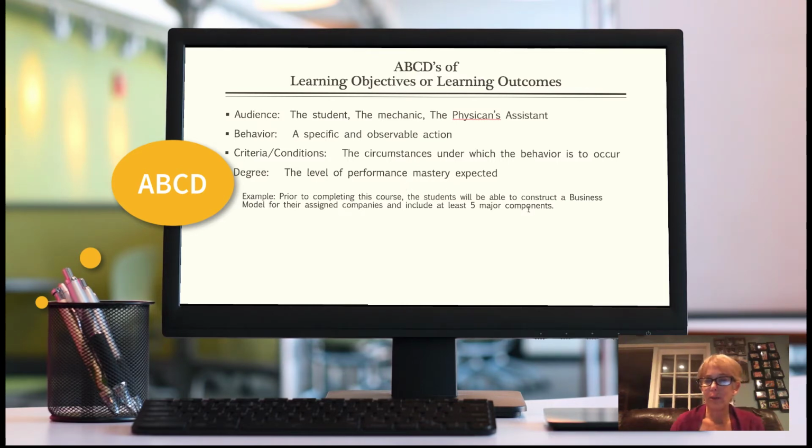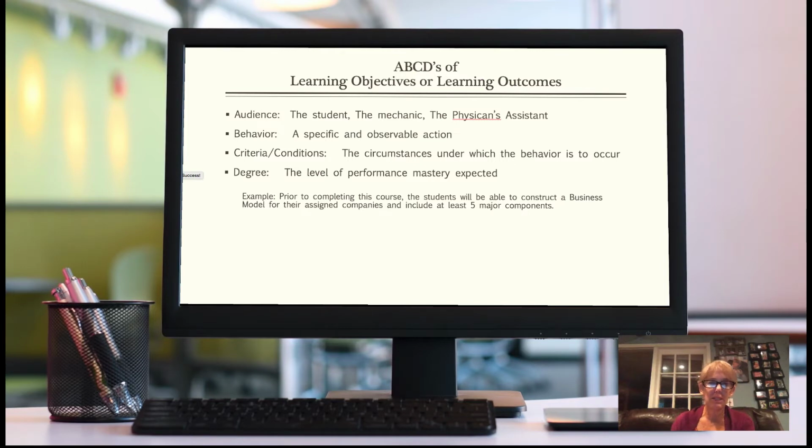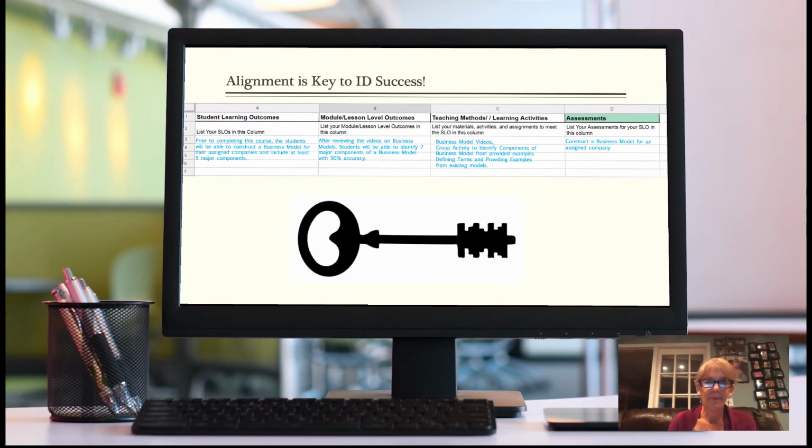And what will they do? They're going to construct a business model for their assigned companies. And the degree to which they're going to do it, they're going to include at least 5 major components of the business model. So I broke that down into A, B, C, D, and I included an example. I'd like for you to write your learning objectives with the A, B, C, D approach.